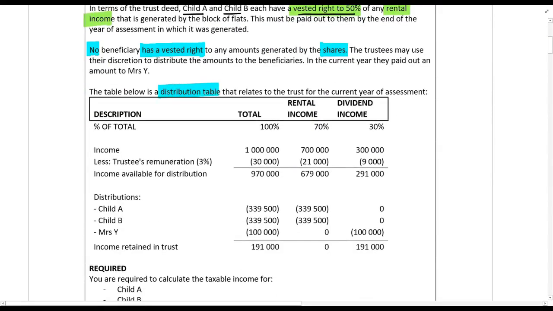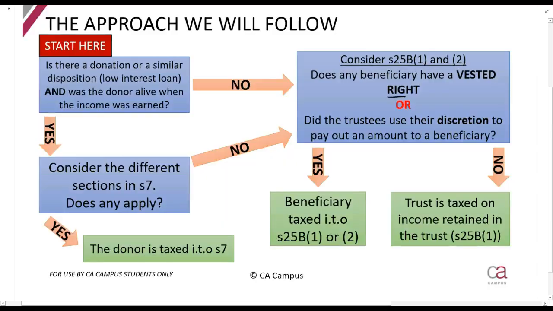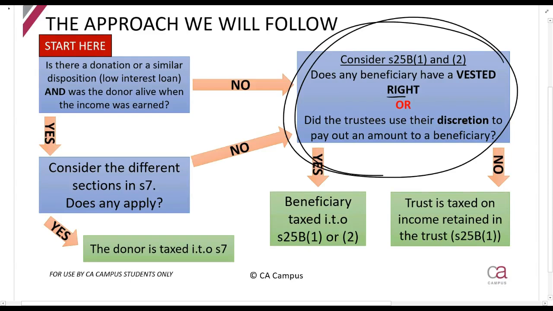This should usually be given to you. Now what I want you to understand, at the top of the distribution table I always recommend, here where you see the income sources, you write if there was a donation or not. In this case there was no donation. So remember guys, again, if we go to our approach, we can only consider section 25B for this.